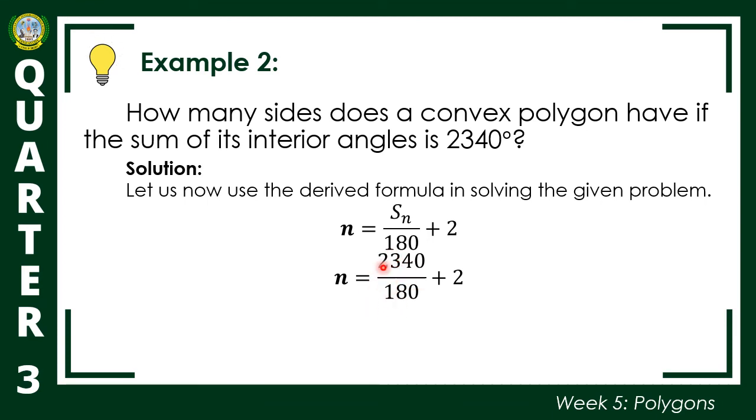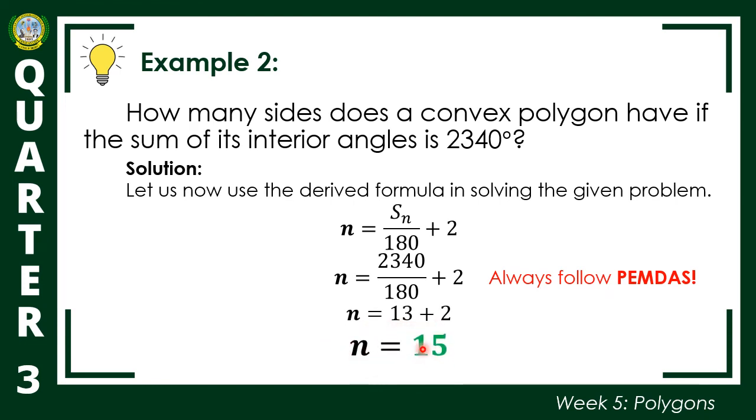Okay? Which means, i-divide natin yung 2,340 by 180 and that will give us 13. And 13 plus 2 is equal to 15. Therefore, the convex polygon with the sum of interior angles 2,340 degrees is a 15-gon. Okay, it has 15 sides.